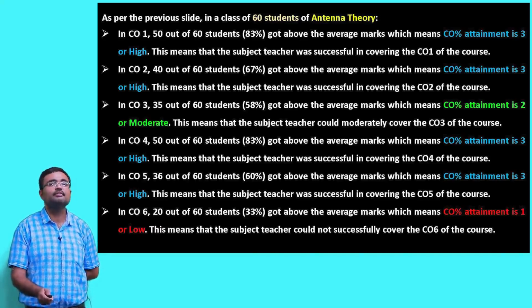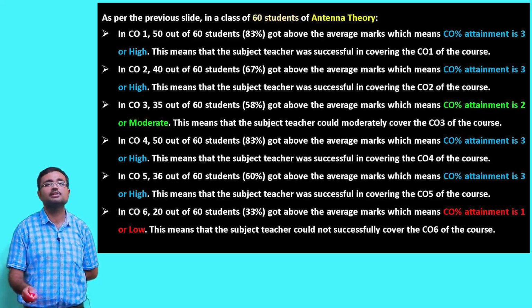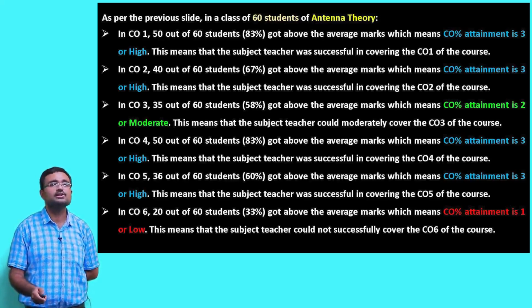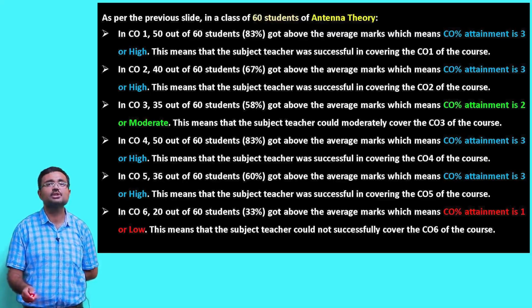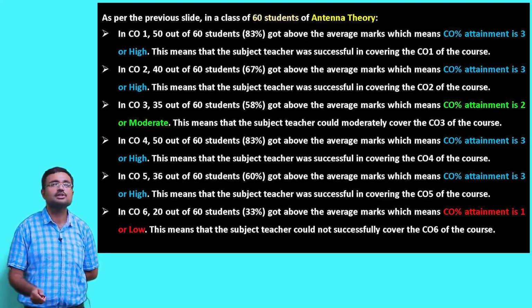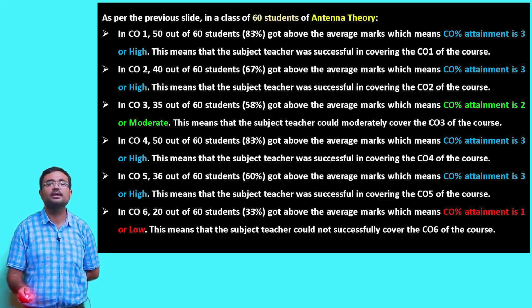In CO1, 50 out of 60 students, that is 83% of students, got above average marks, which means CO percentage attainment is 3 or high. That means the subject teacher was successful in covering the CO1 of the course. Same for CO2: 40 out of 60, 67% of students got above average marks, which means the subject teacher was successful in covering the CO2 of the course.